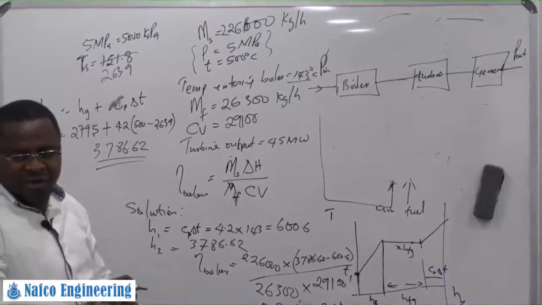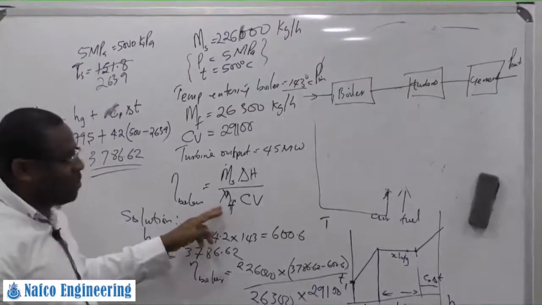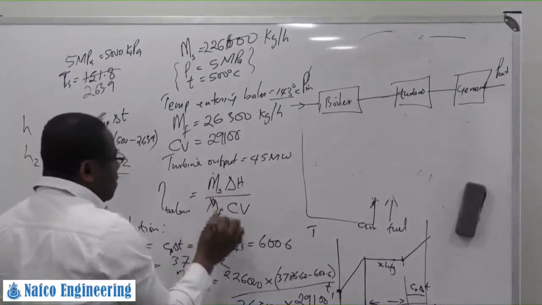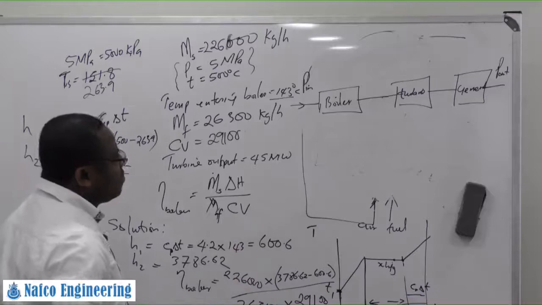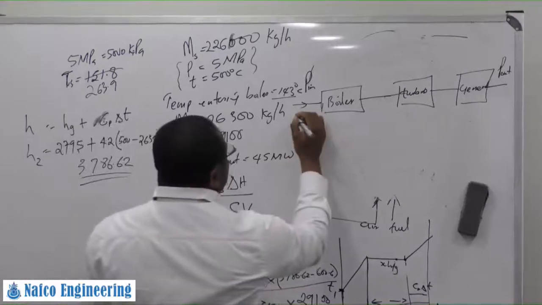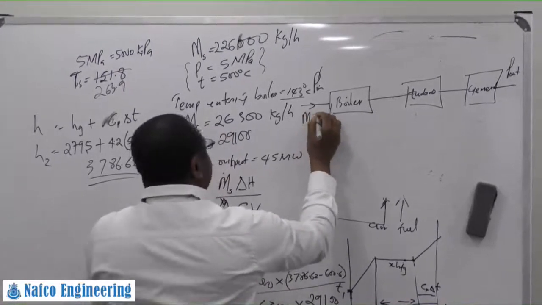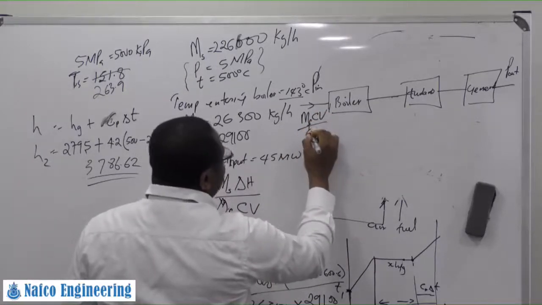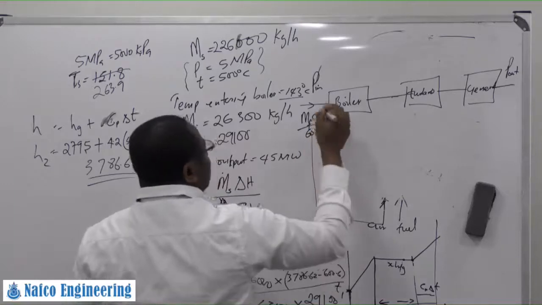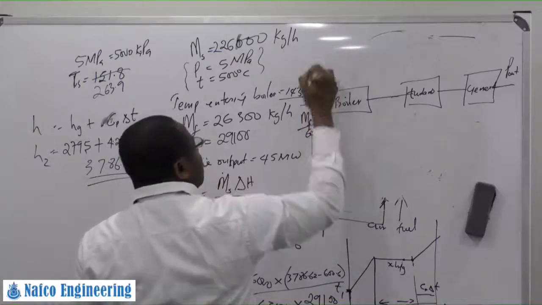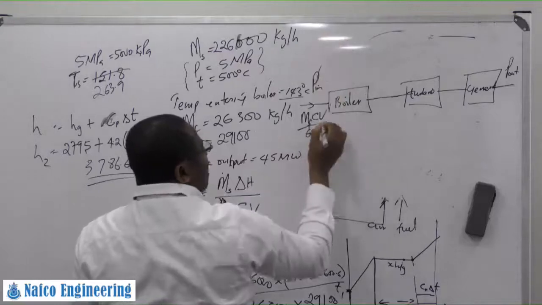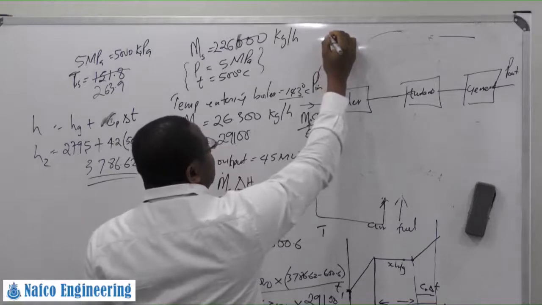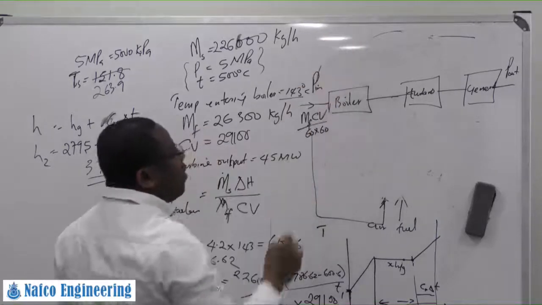Remember that what we have here is m_f times CV. If you divide by time, then you get the power, because this is mass flow rate and this is enthalpy. So this is going to be m_f CV, but you just need to divide by 60. Why do you need to do that? Because this power, this energy, I must divide with time, and the time should be per second, not per hour.